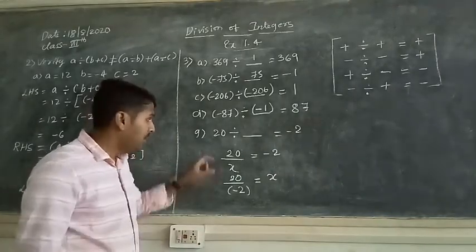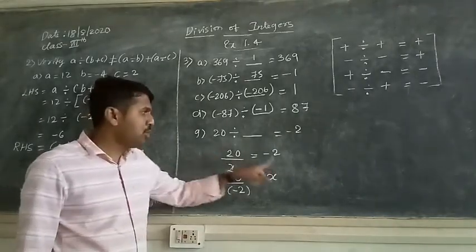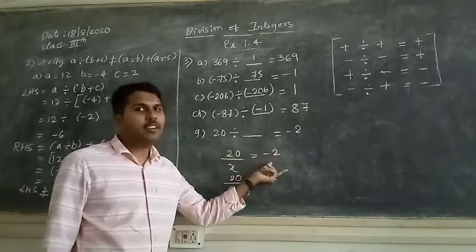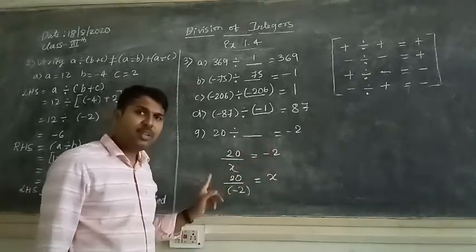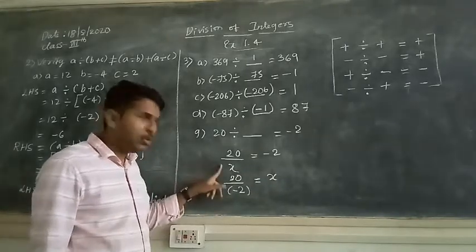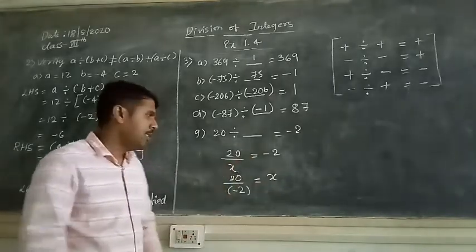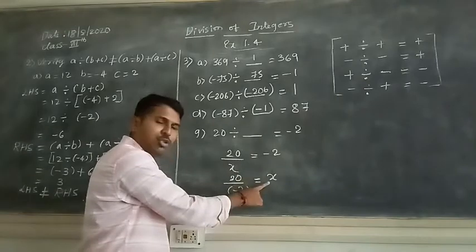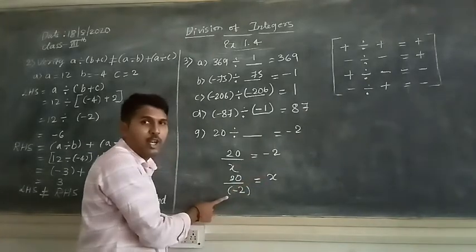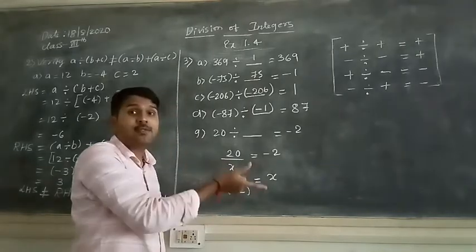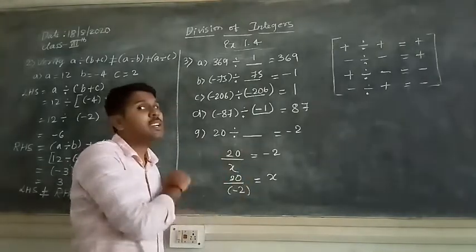If the number is in the numerator, and you are shifting to the right side or left side, it goes to the denominator. If it is in the denominator, it goes to the numerator. So x goes to the numerator position, and the numerator minus 2 goes to the denominator position, when you are shifting LHS to RHS or RHS to LHS.